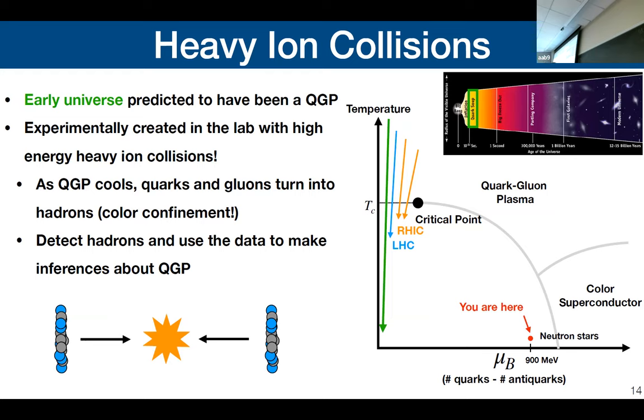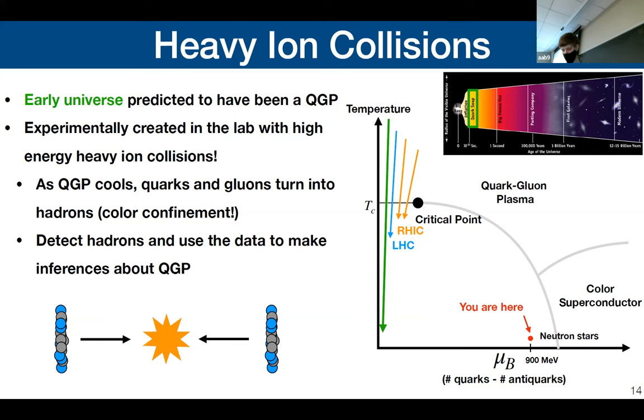But also, we can experimentally recreate the quark-gluon plasma and study these early universe conditions in a laboratory setting with high energy heavy ion collisions, where we slam ions together at nearly the speed of light. In these pictures, the ions are not spheres, they're pancakes, because they're Lorentz contracted as they're moving at nearly the speed of light. As the quark-gluon plasma made in the heavy ion collision cools off, it turns back into hadrons because of color confinement as it goes through this phase transition again. And we are able to detect those hadrons, and we use that data to make inferences about what the properties of the quark-gluon plasma are.